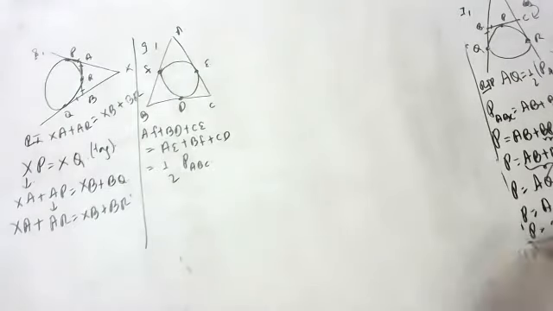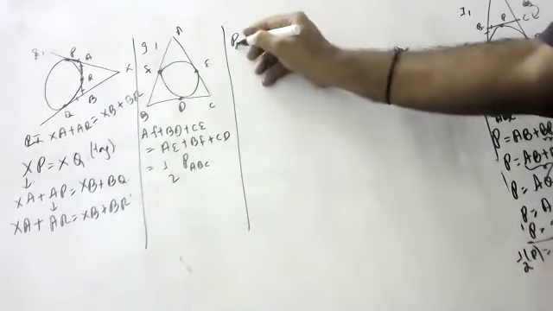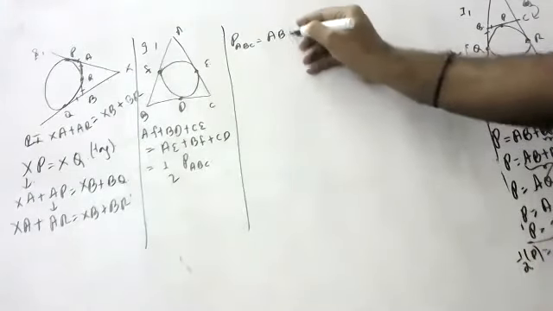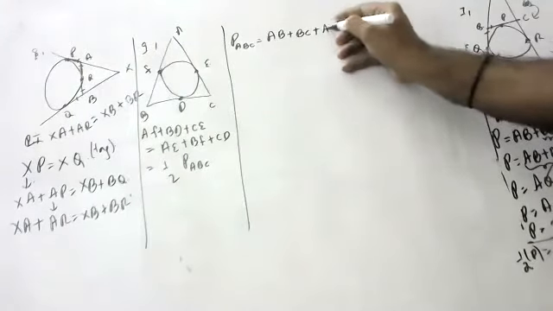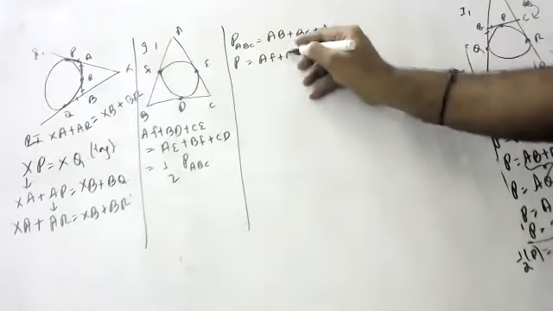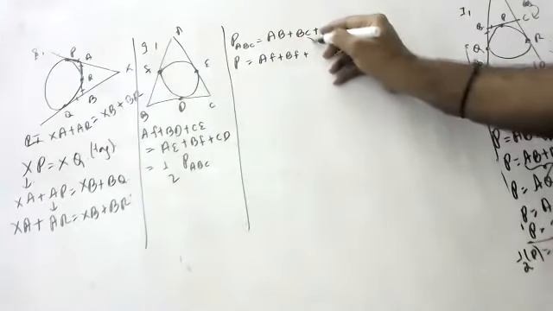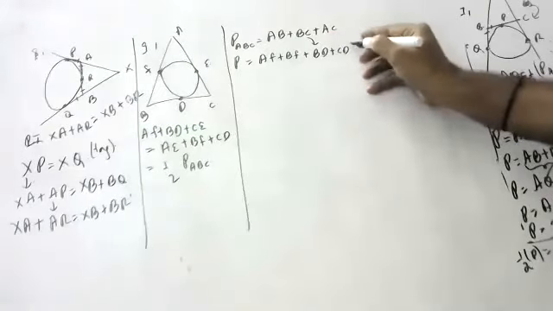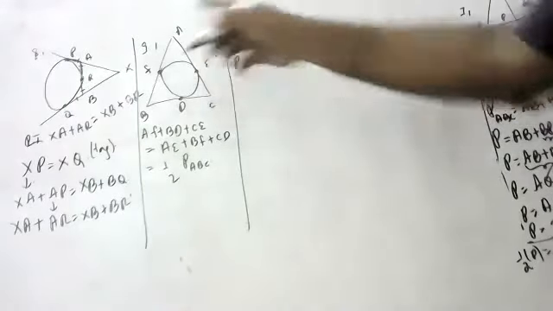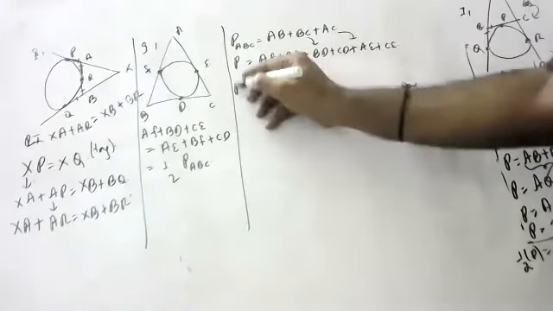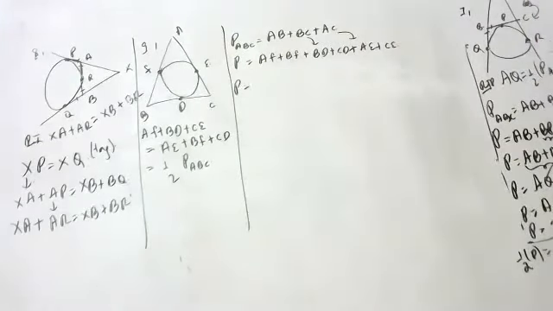Any boys who are interested? Tell me. Perimeter of ABC. Any boys? AB plus BC plus AC. Very good. AB can be written as AF plus BF. And BC can be written as BD plus DC. AC can be written as AE plus EC. Now what else can we write?